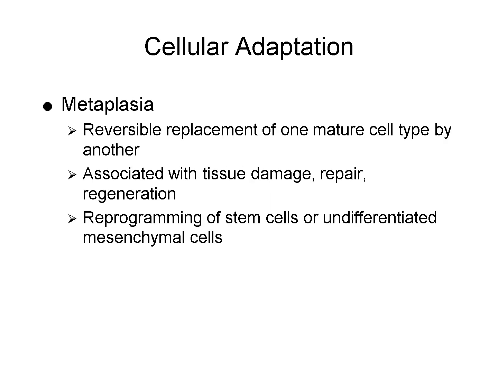Metaplasia is the reversible replacement of one mature cell type by another, typically as an adaptive response to tissue damage, chronic irritation, or inflammation. It often occurs during repair and regeneration processes, helping the tissue survive under new conditions. This change happens through the reprogramming of stem cells or undifferentiated mesenchymal cells. Although metaplasia can protect tissues temporarily, persistent stress may increase the risk of progressing to dysplasia and ultimately malignancy.